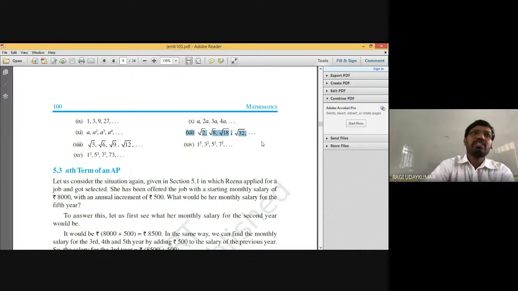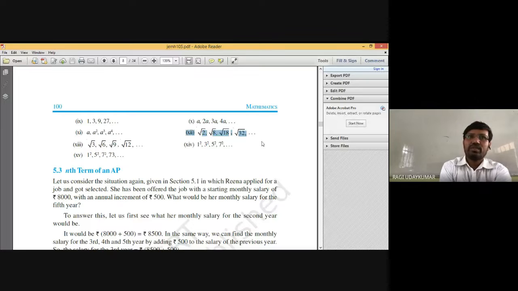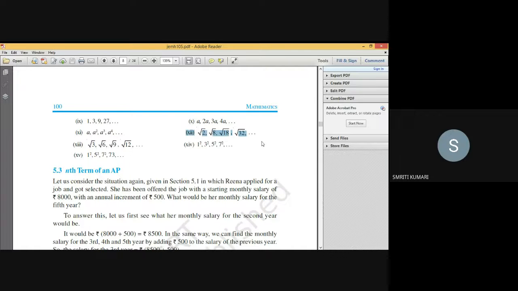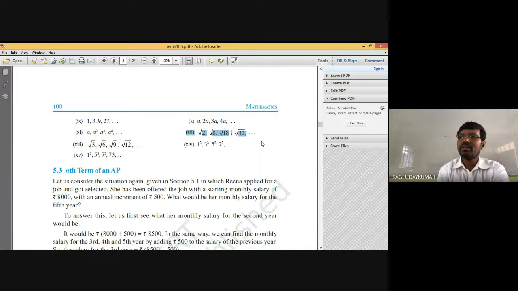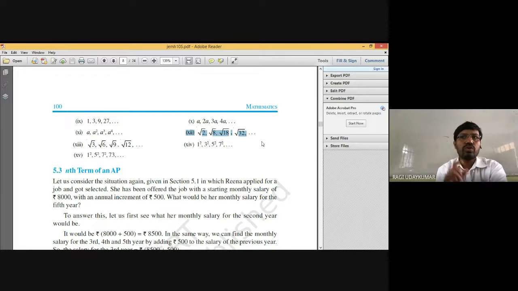Is it arithmetic progression or not? Sir, it is. Yes, it is arithmetic progression because root 8 is nothing but 2 root 2. Yes, root 2, sir. Root 18 is nothing but root 9 into root 2. Root 9 is 3. 3 root 2. Root 32 is nothing but 4 root 2. So every time root 2 we are adding in this situation.